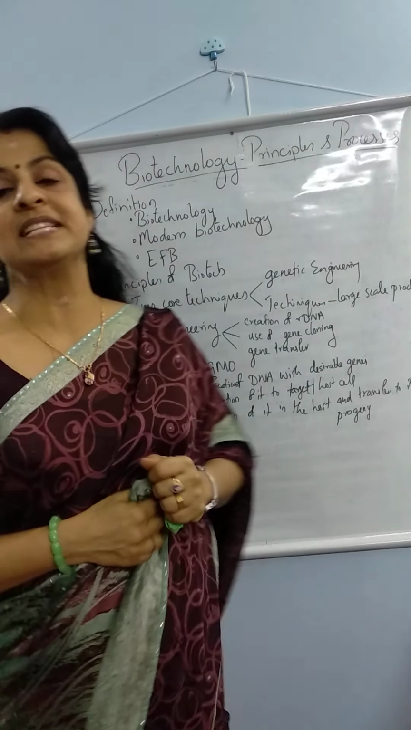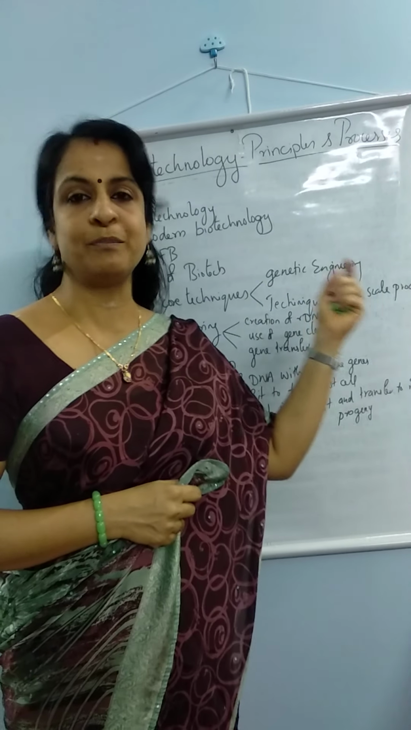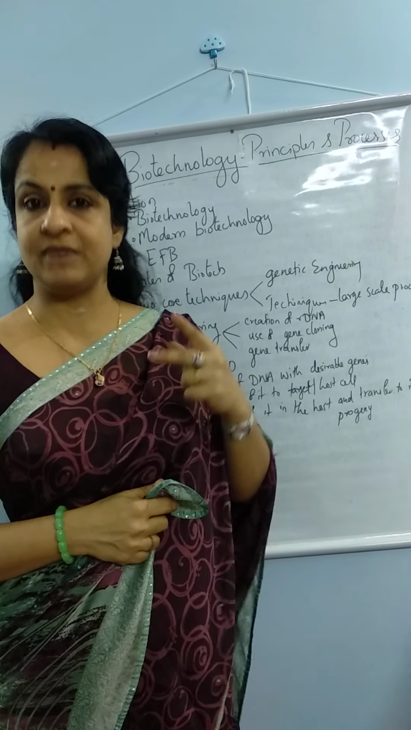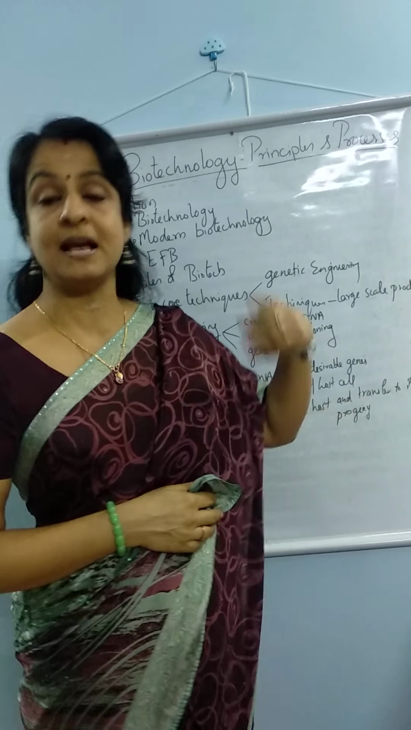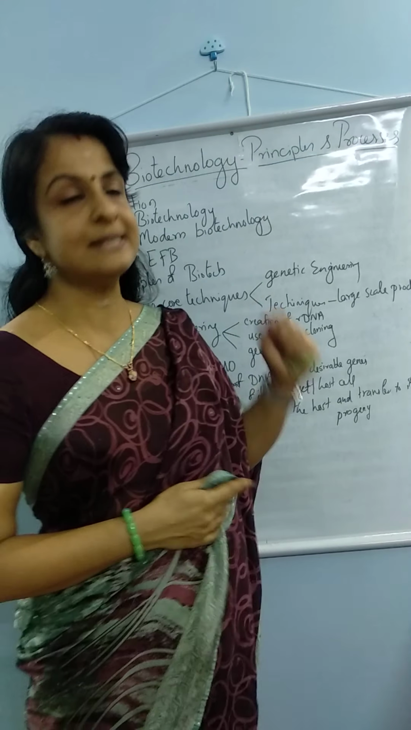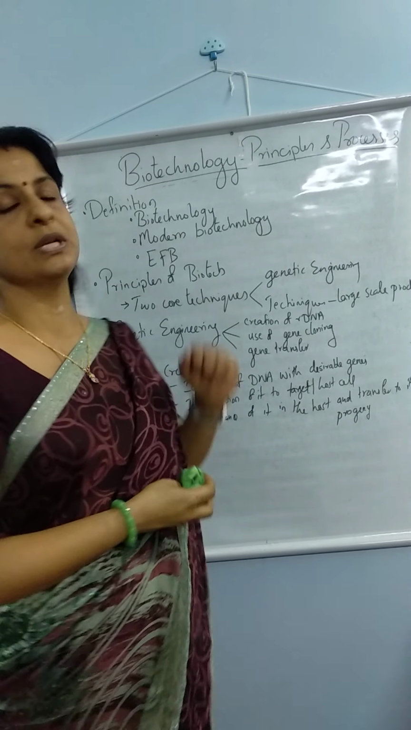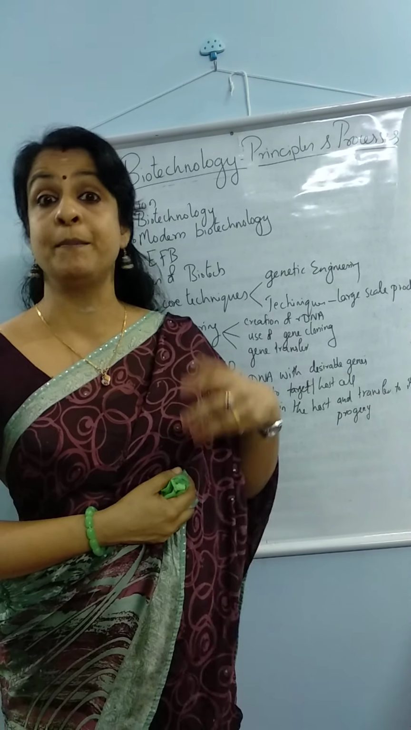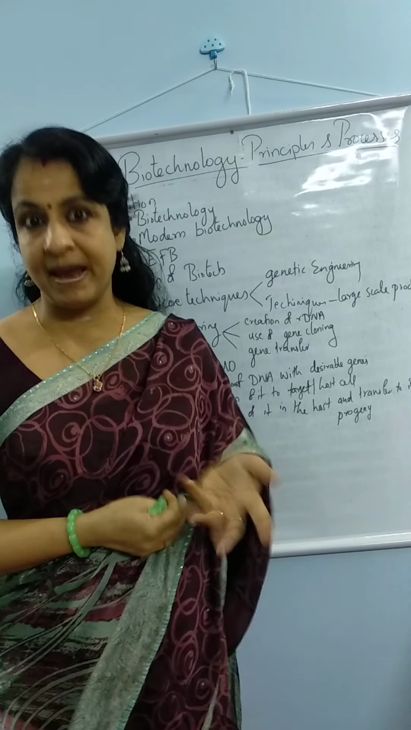So next we will start our new chapter, Biotechnology Principles and Processes. In biotechnology we have two chapters. One is Biotechnology Principles and Processes. The other one is Application of Biotechnology. So first we have to study this chapter. This is a very interesting chapter where you are going to learn about biotechnological processes, how biotechnological products are made and all.